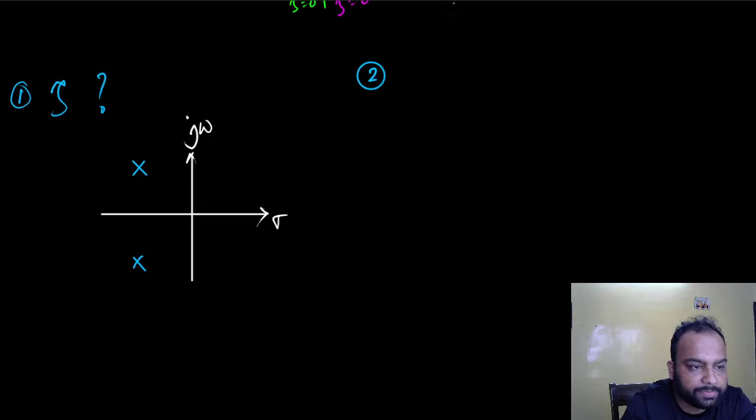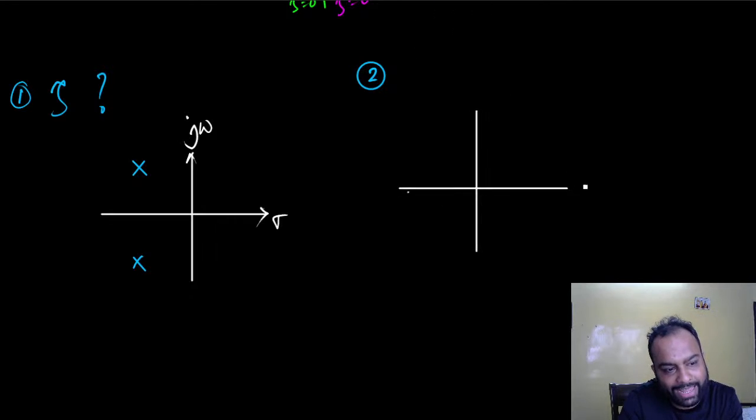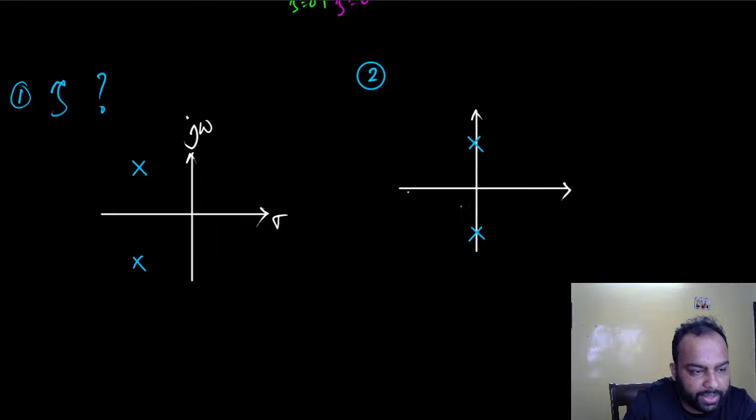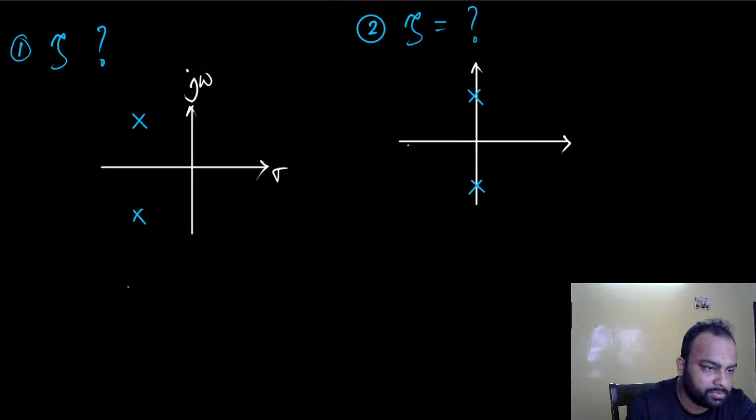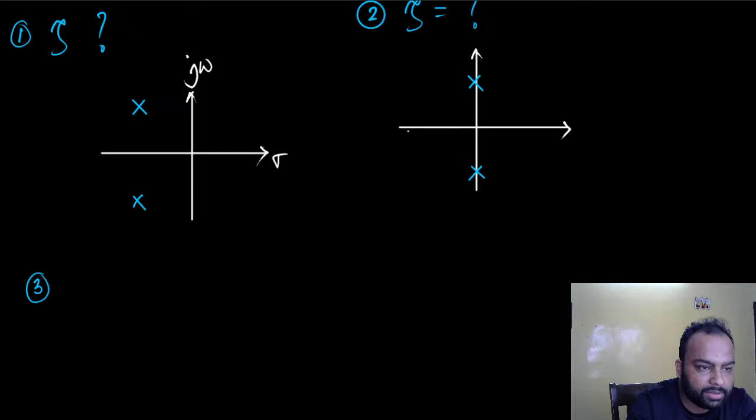For the second question, of course, there will be a slight delay between when I say something here and when you see something here. Again, the question is, what is the zeta value? Question number 3. Just write down whatever comes to your mind.